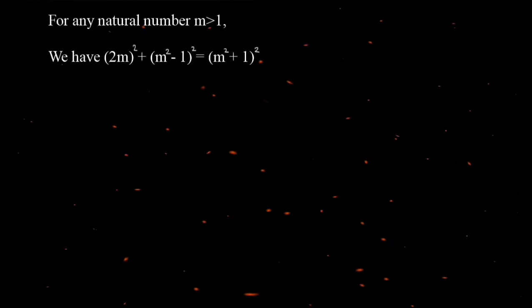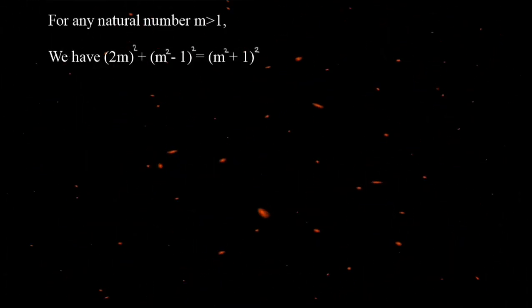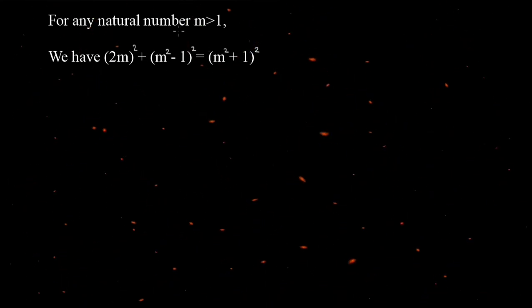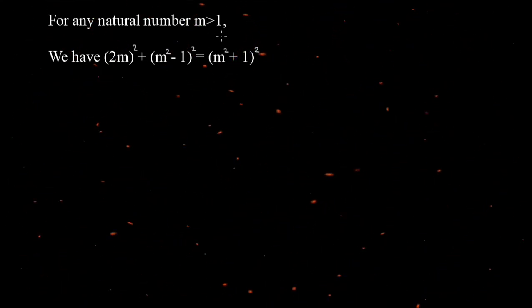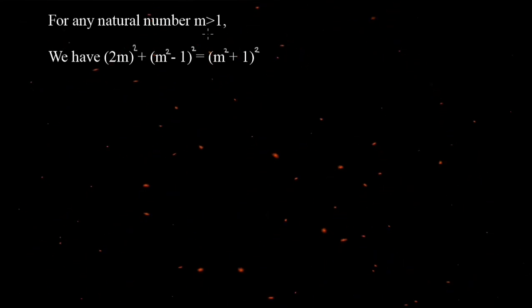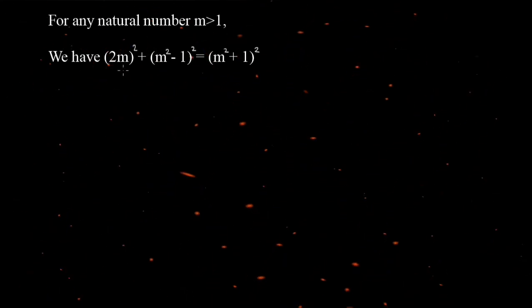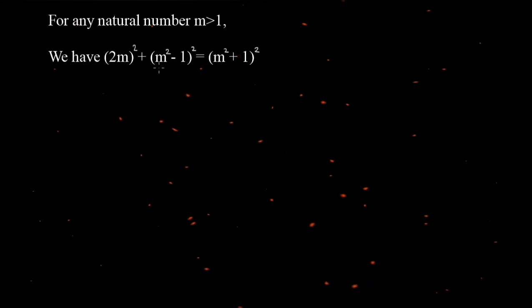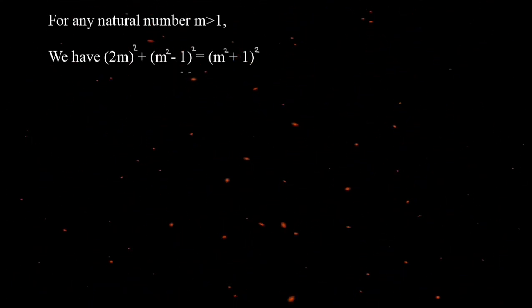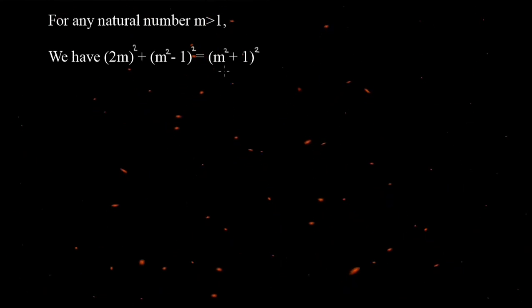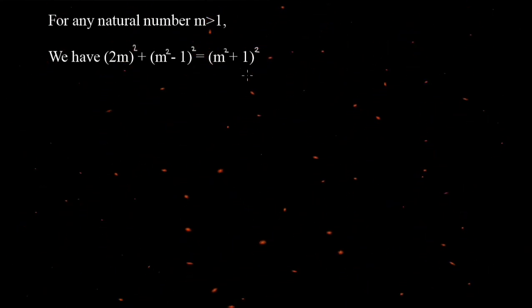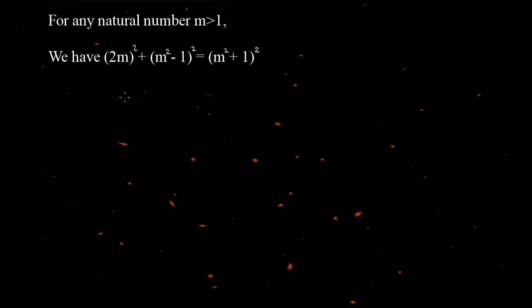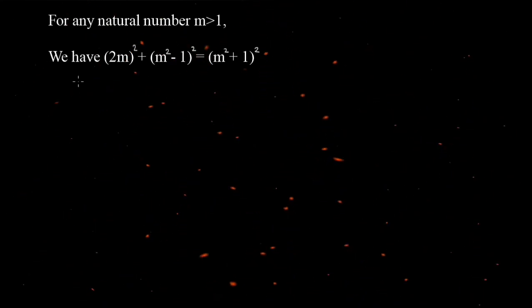So how to find Pythagorean triplets when any one number is given? Let us suppose that for any natural number m, where m is greater than 1, this relation holds, where we have (2m) whole square plus (m square minus 1) whole square, which will be equal to (m square plus 1) whole square. Let us quickly verify if LHS is equal to RHS.